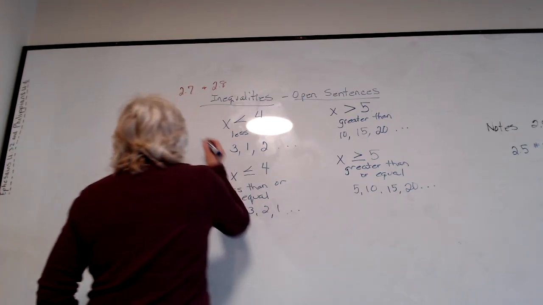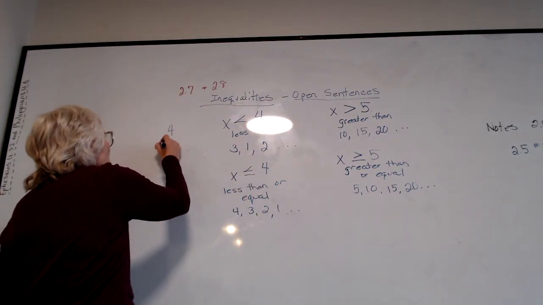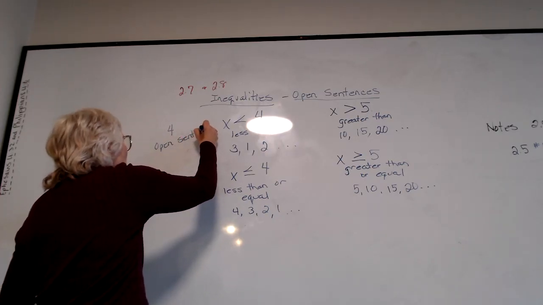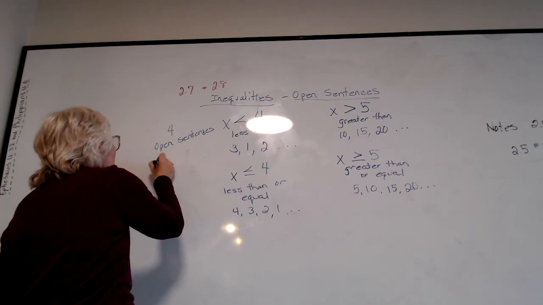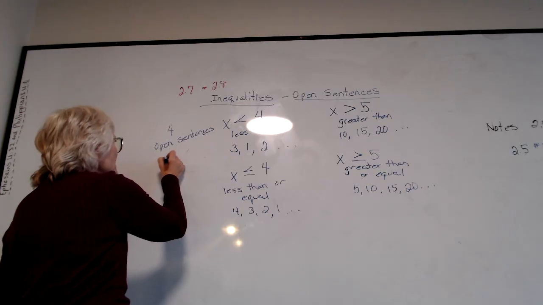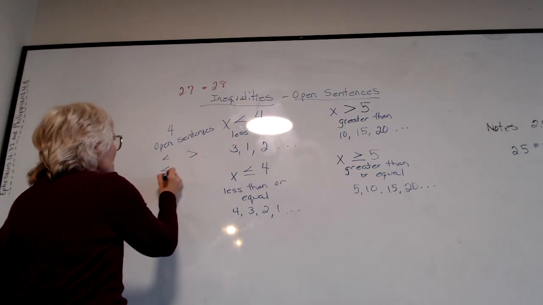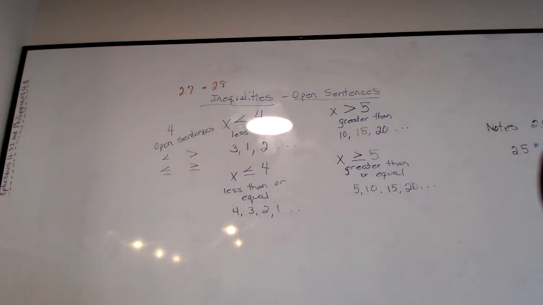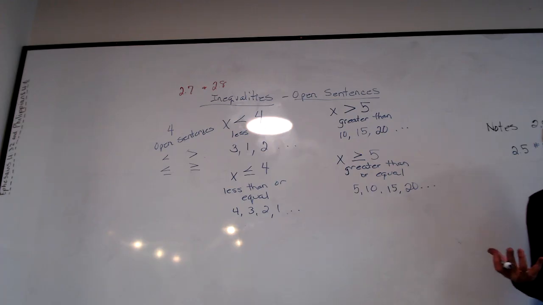So these are the 4 open sentences. They do not include the equal sign like that. So the 4 open sentences are less than, greater than, less than or equal to, and greater than or equal to. So those are the ones that we can use as open sentences. Just being able to identify what numbers would fit in those open sentences is basically what 2-7 is all about. That's all it's really about.